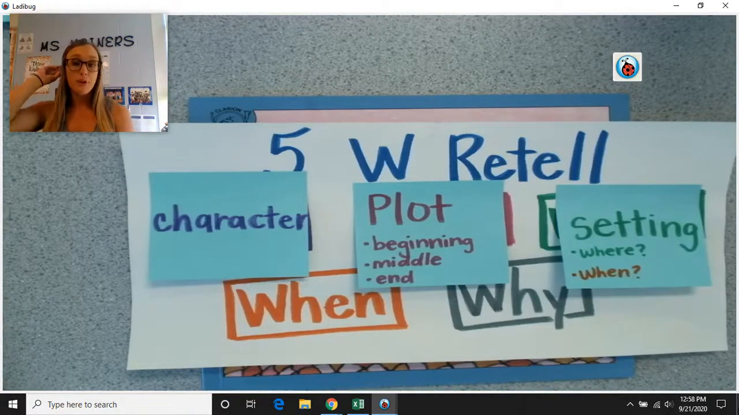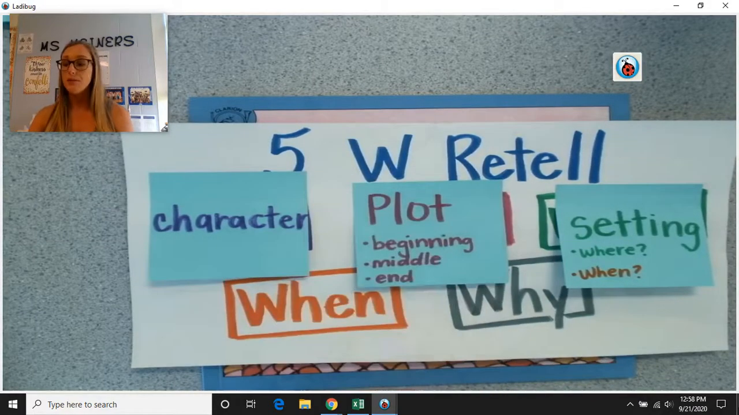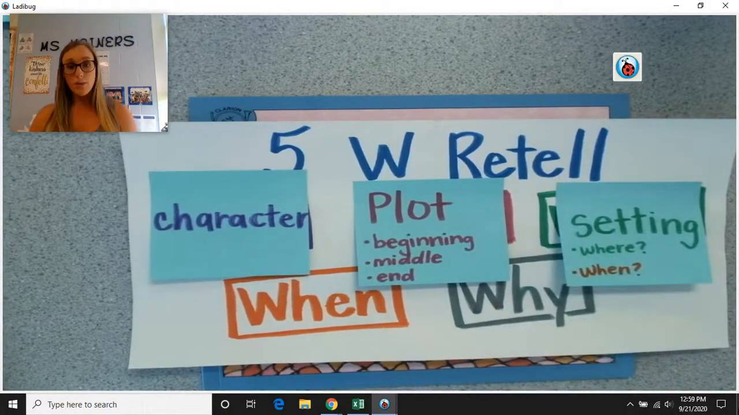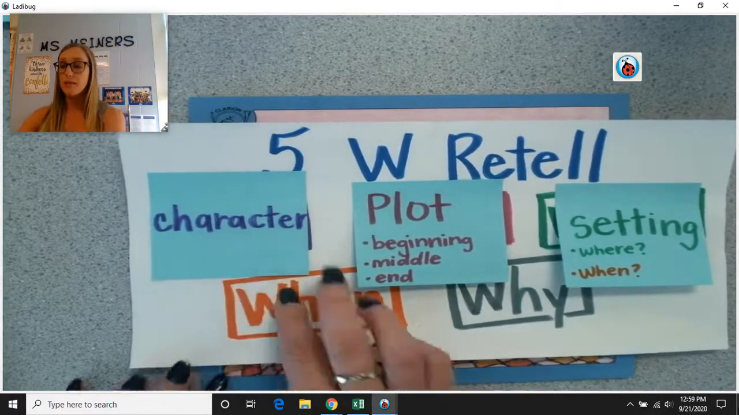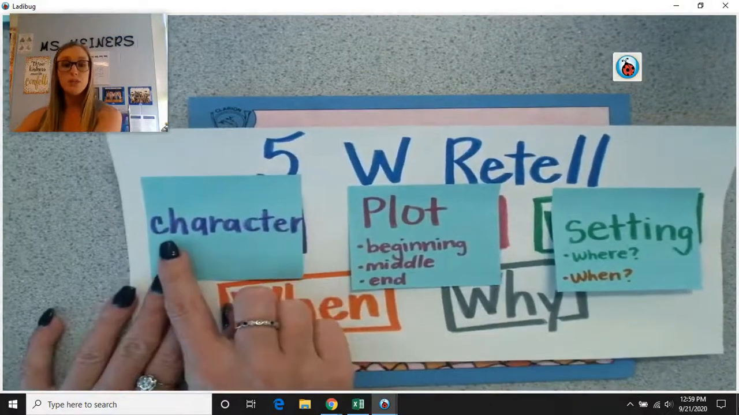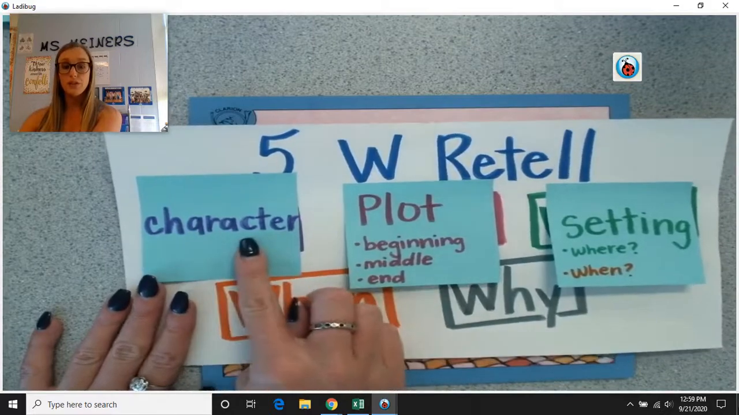Now, if you remember from Tuesday's read aloud, we talked about family, and we also talked about how we are going to extend our 5 W's and talk about some new vocabulary words. We are not only going to be talking about our 5 W's, but also putting different words to them. So instead of talking about who is in the story, we are now going to use the word character. So who are the characters in the story?